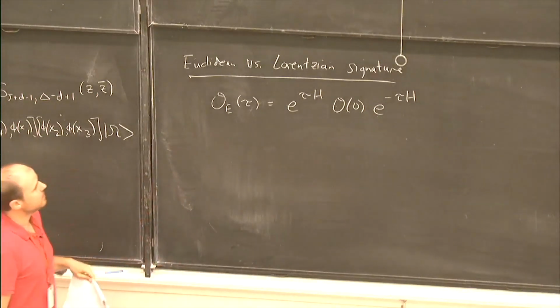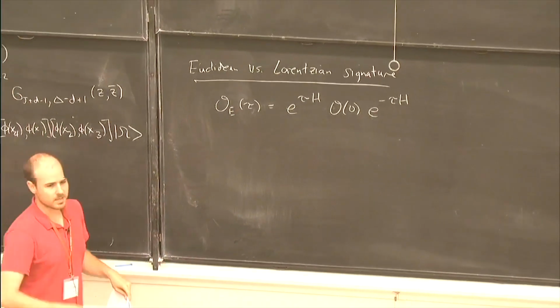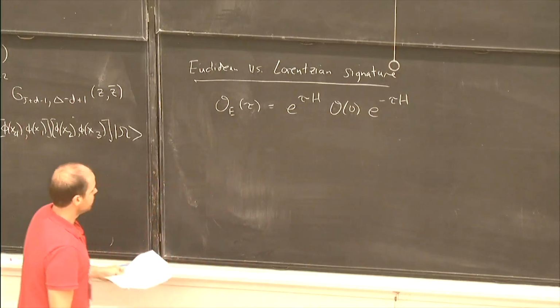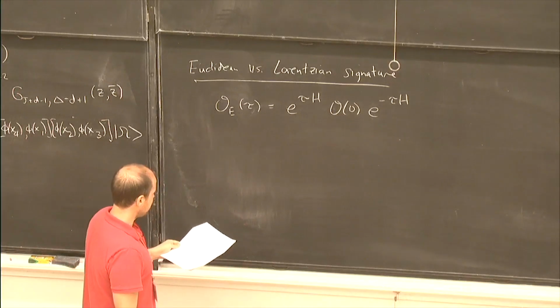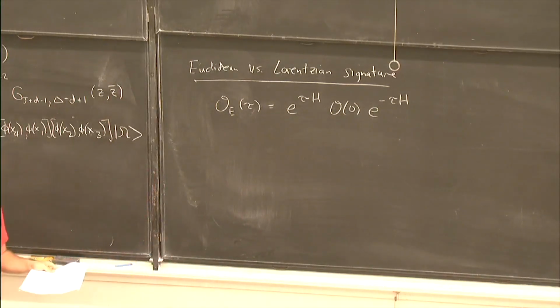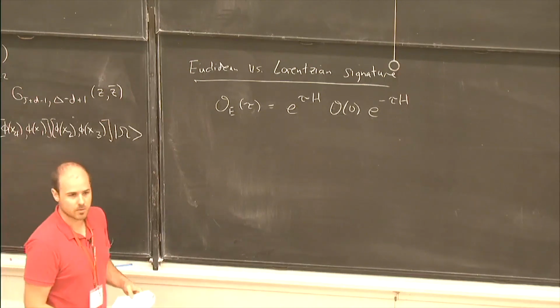If the Hamiltonian is unbounded in the positive direction, that is, if there are arbitrarily high energy states in the theory, and that's certainly true in quantum field theory, then the only sensible correlation functions in Euclidean signature are Euclidean time-ordered correlators.